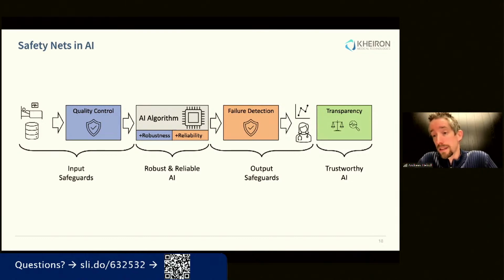And the next safeguard for our AI system are output safeguards, where we try to detect failure. This can be simple things like the gray level distribution having changed. So for example, simplified, the images are much brighter than expected, or oversaturated, if you want to call it that.